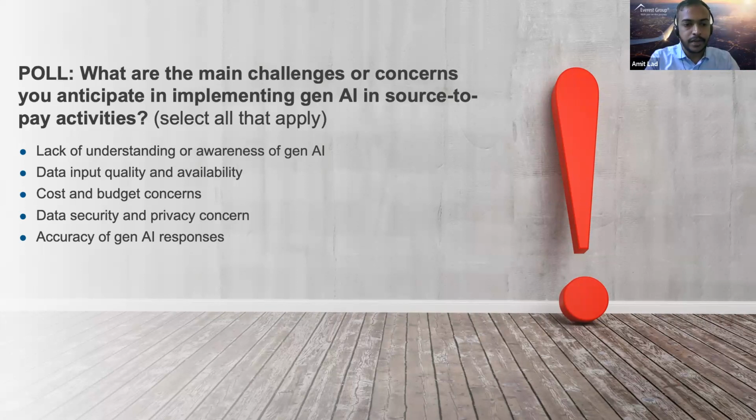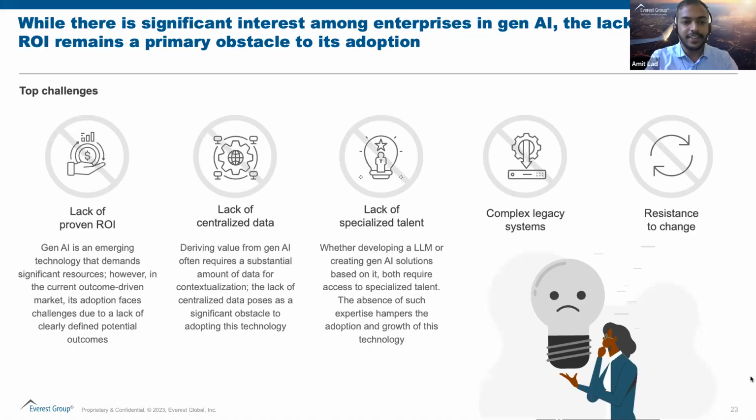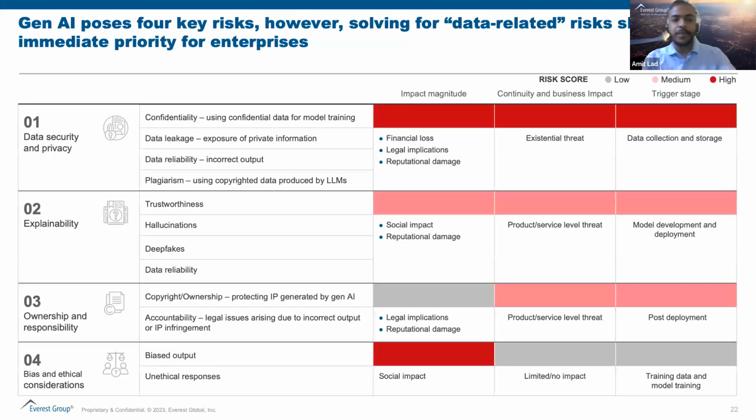We can move on to the next slide, and I'll discuss a bit about each of these risks that we are seeing. So how we are looking at the risk that GenAI poses to organizations is that data security and privacy is definitely one of the major risk components associated with GenAI, followed by explainability, which is your hallucinations or whether you can rely on the data that is the output of these GenAI tools. Followed by ownership and responsibility, and also your biases, which can be inherent in the data, and GenAI picks on that and gives out output accordingly.